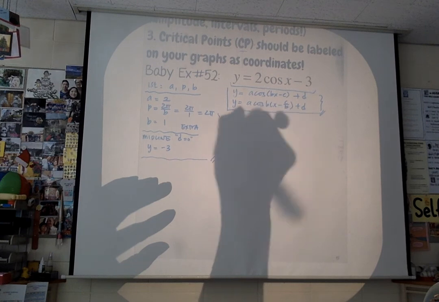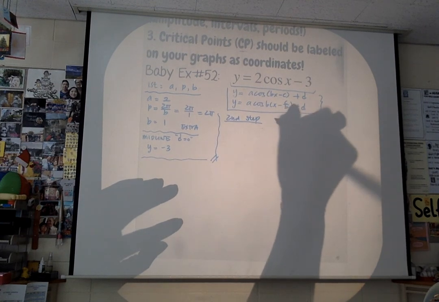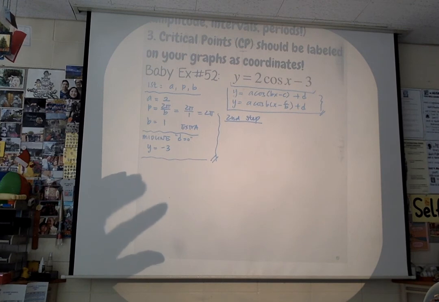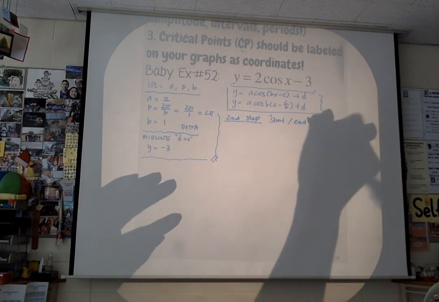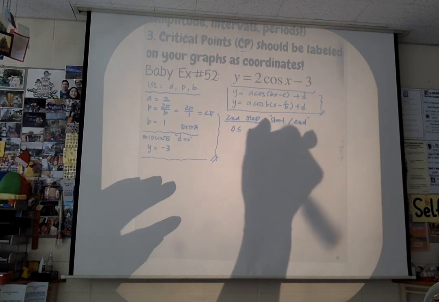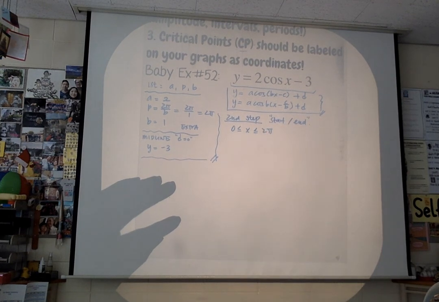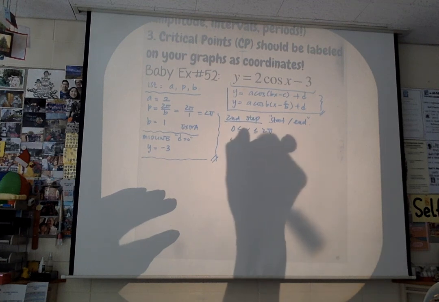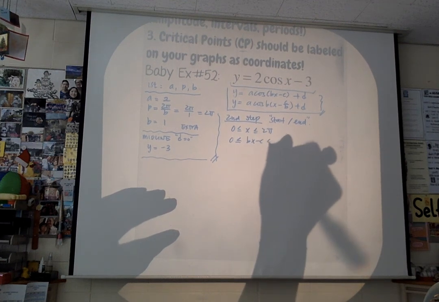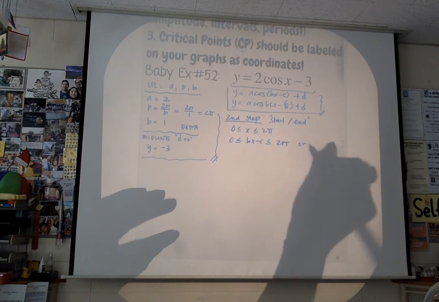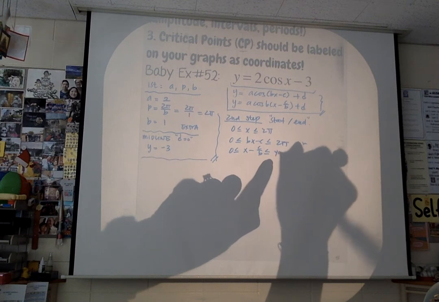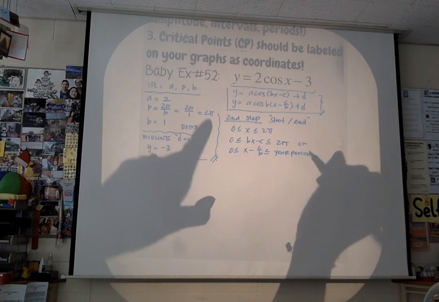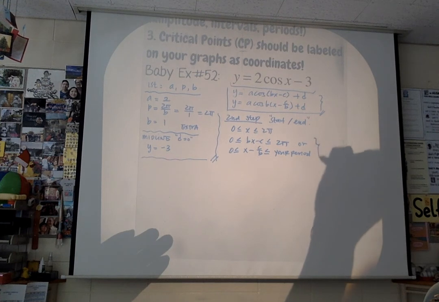This second step is very important. It's going to tell us the start and end. We always start at 0 and go to 2 pi. There are 2 ways to write this: 0 is less than or equal to bx minus c, which is less than or equal to 2 pi. Or you can go 0 is less than or equal to x minus c over b, up to whatever your period is. It just so happens for this case our period is 2 pi. This is how I usually set it up.